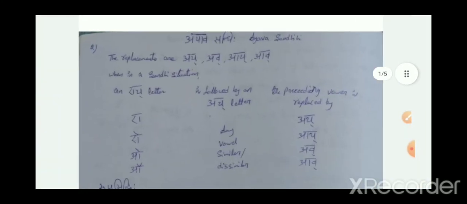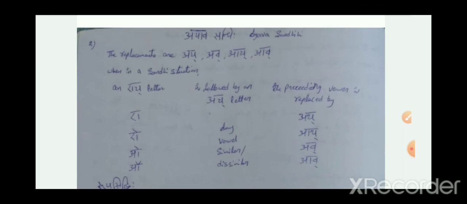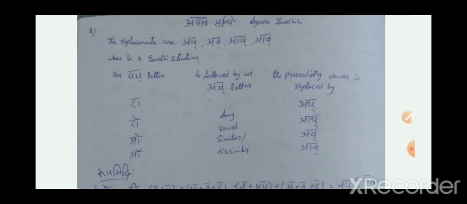So, first we'll recap Ayava Sandhi. Ayava Sandhi is when an H letter is followed by an H letter, then the preceding vowel will be replaced by I, Au, Au. And this is an internal sandhi. First thing, the replacement is only on the left hand side, and it will happen only in internal sandhi. Internal sandhi means a sandhi is happening within a single word. So this is about Ayava.